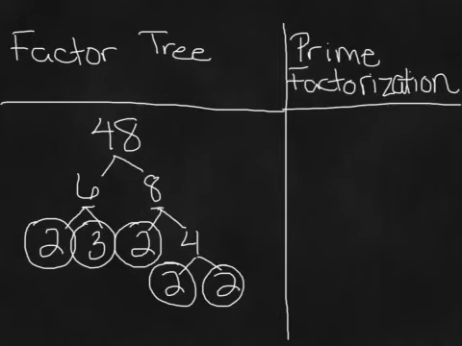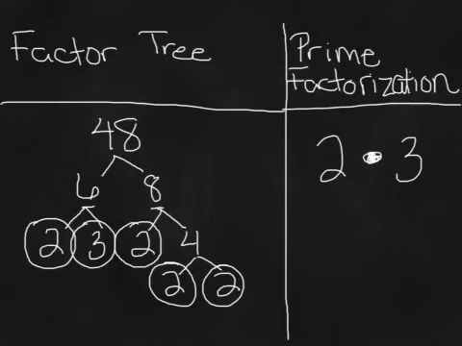Now, to write our prime factorization, we're going to write each one of the factors that we see just once. So I see a 2 here and a 3 here. So I'm going to write a 2 and a 3 over here in this area. Now remember, I said that factors are multiplied together. So we need to show that we're multiplying those two factors together.